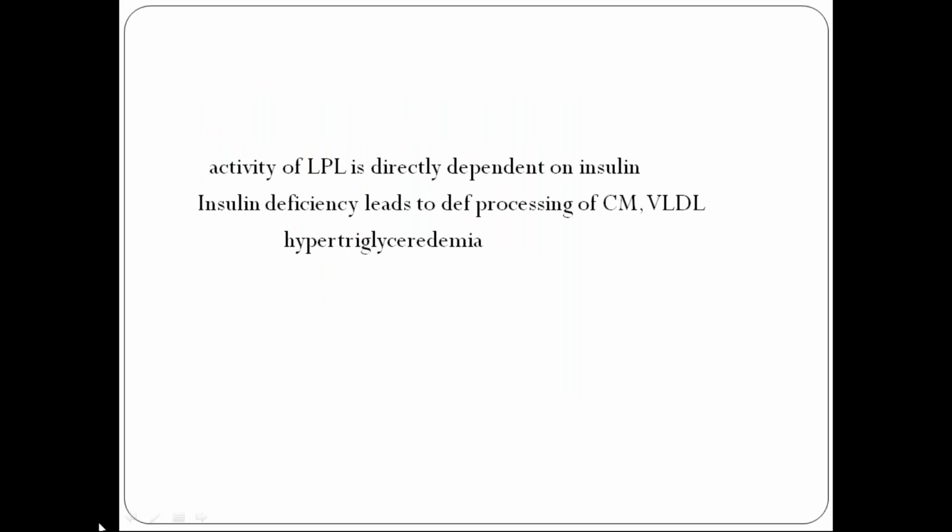Also, the activity of lipoprotein lipases is directly dependent on insulin. And insulin deficiency leads to the defective processing of chylomicrons, and also very low density lipoproteins, and also hypertriglyceridemia.